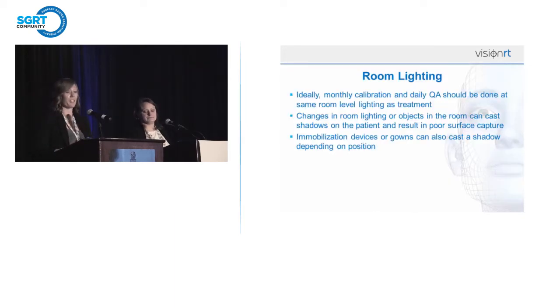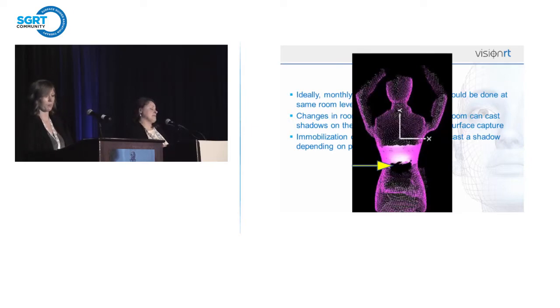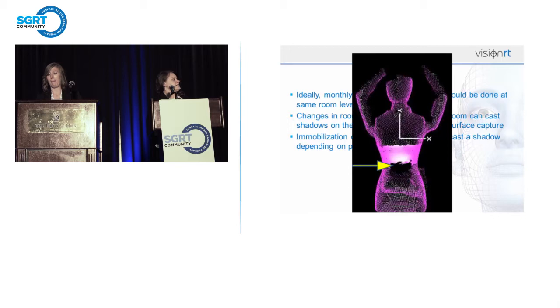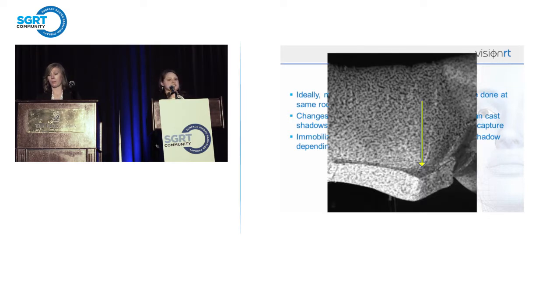Immobilizations, devices, and gowns can also cast a shadow depending on the position that these are placed in. So for instance here, we have something like maybe a gown that was pushed down on the patient, casts a little shadow where that arrow is, and that information is not available to the system when it takes that surface capture. This is another example, although probably not detrimental, just an example of how the bolus laying on the patient's skin can cast a shadow, and those shadows can affect the speckle pattern.